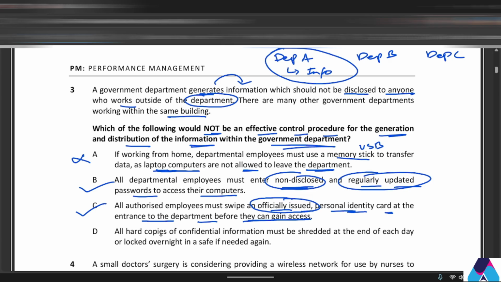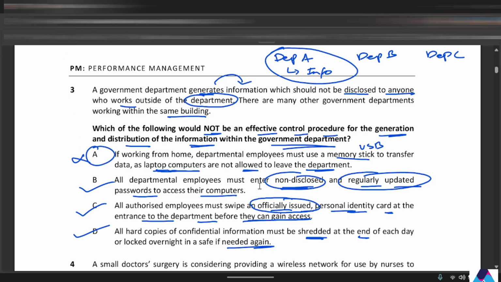Part number D says all hard copies of confidential information must be shredded. Yes, that is again a very effective control, that whatever confidential information you have, you are shredding that at the end of the day so that there is no remainder, right? And locked overnight in a safe if needed. So again, this is effective. So as we discussed, A is not an effective control, and therefore that is our answer.